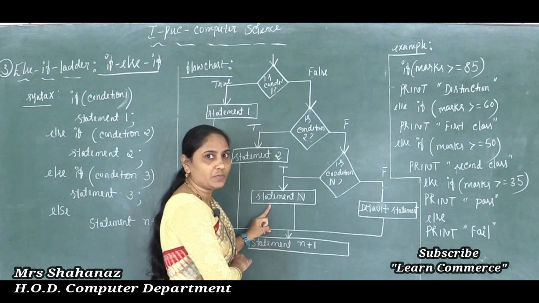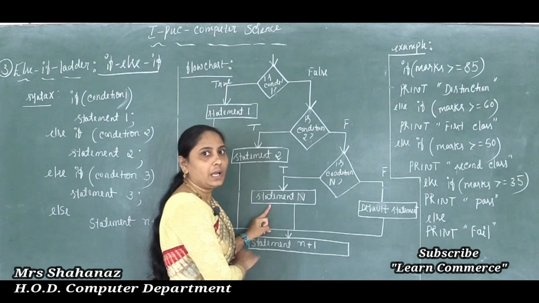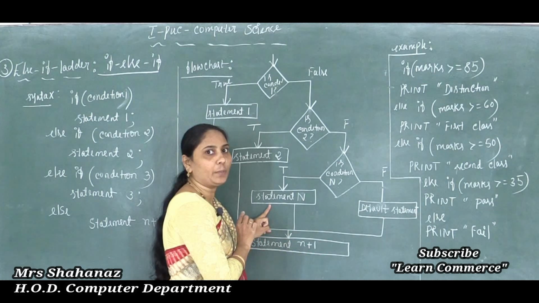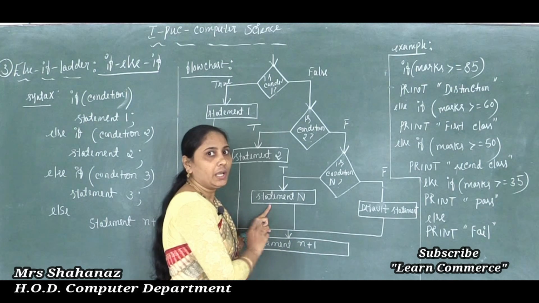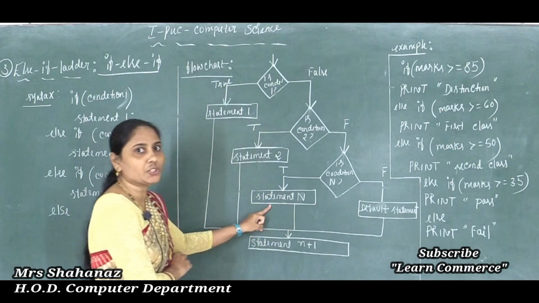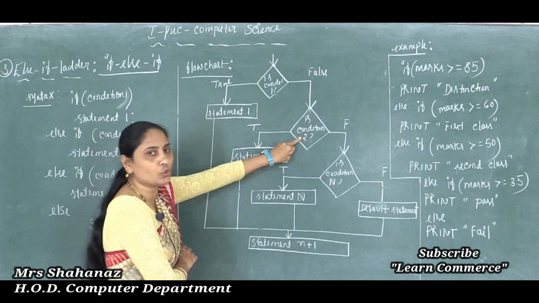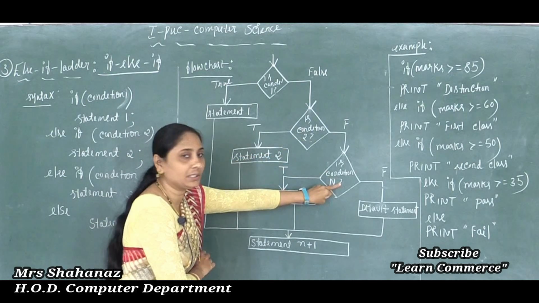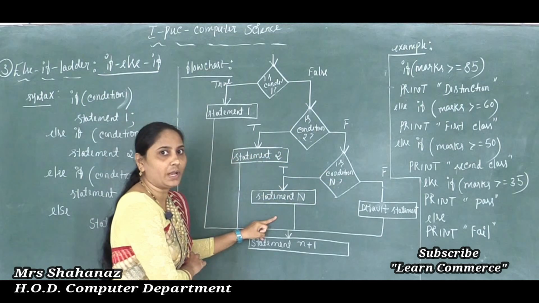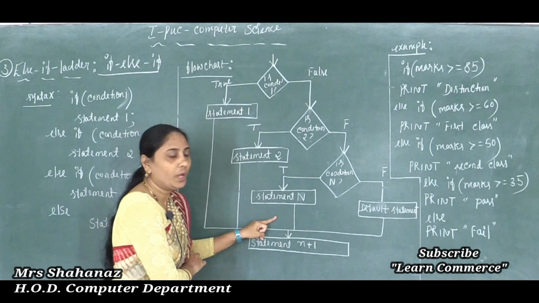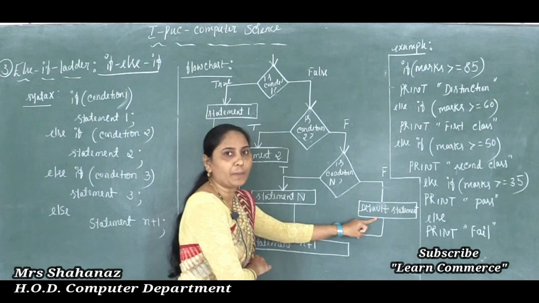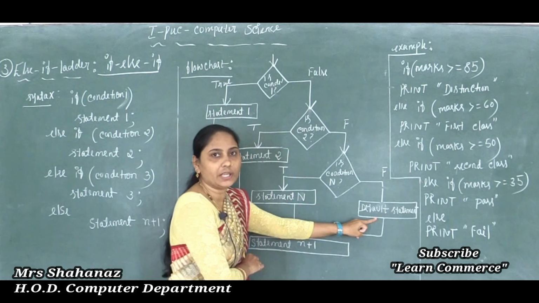So the process will be continued till the last condition, till n number of conditions. If none of the conditions are true, maybe condition 1 is not true, condition 2 is not true, condition 3 is not true, so if none of the conditions are true, then the else part is executed. So clear this point here.